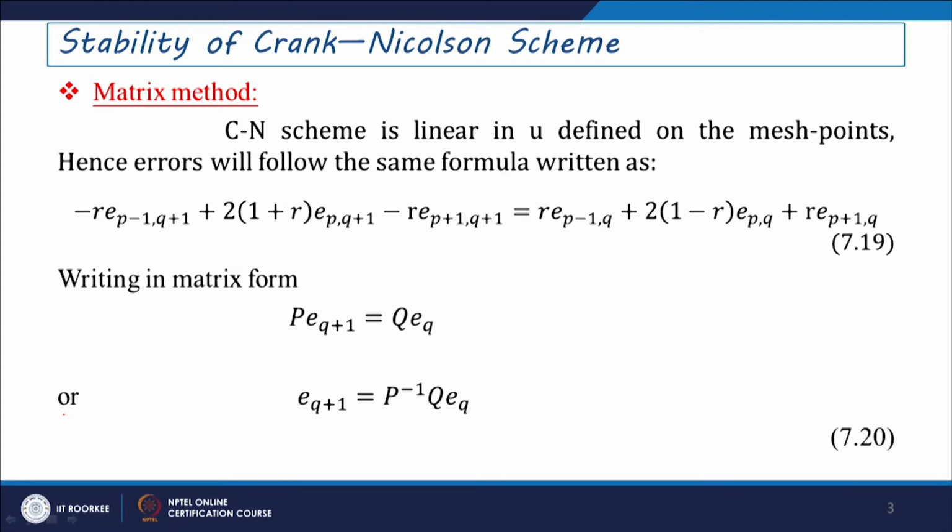equations of the form del u by del t equals del square u by del x square, then we can obtain the discretized scheme in the form of minus r u i minus 1 j plus 1 plus 2 into 1 plus r u i j plus 1 minus r u i plus 1 j plus 1 equals r u i minus 1 j plus 2 into 1 minus r u i j plus r u i plus 1 j.